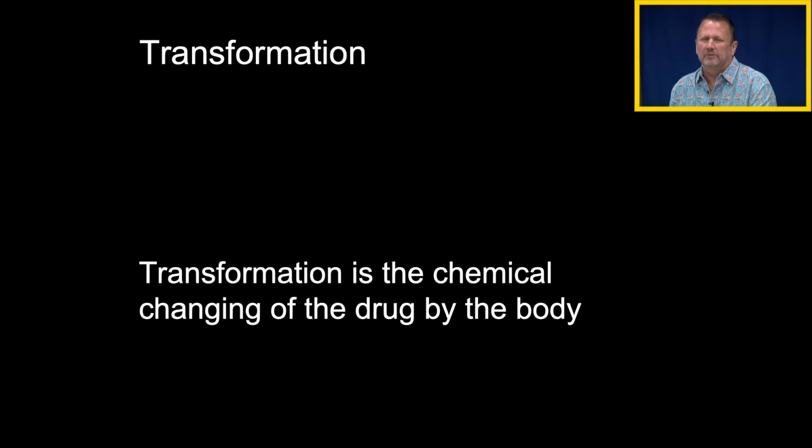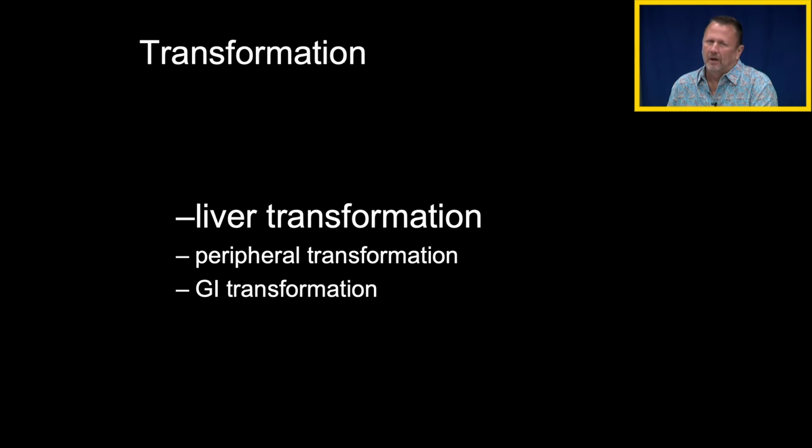Transformation is the chemical changing of the drug by the body. All right, dynamics is what the drug does, and kinetics is what the body does to the drug. And so transformation is a part of kinetics. In pharmacology, when we talk about transformation, we're usually talking about liver transformation. Your liver is the big transformer. Your liver has trust issues. Everything you eat has to go to the liver first for inspection, and the liver is always trying to change all the little chemicals that it sees.